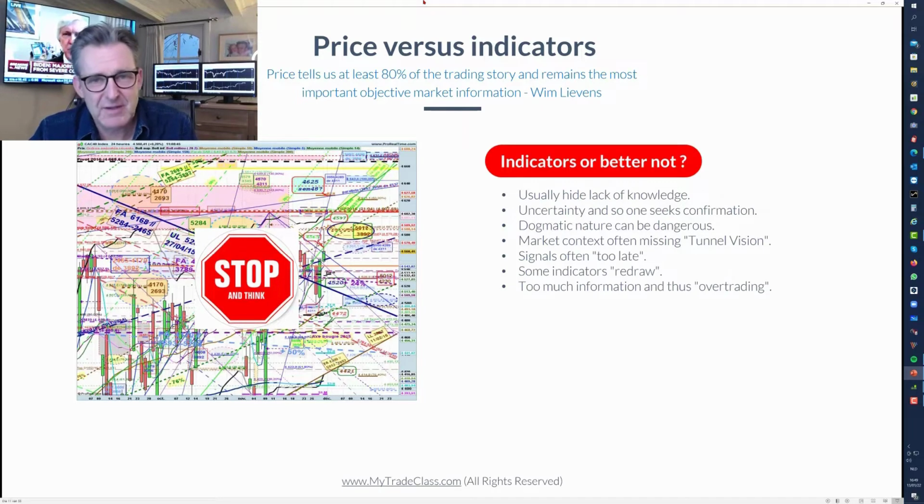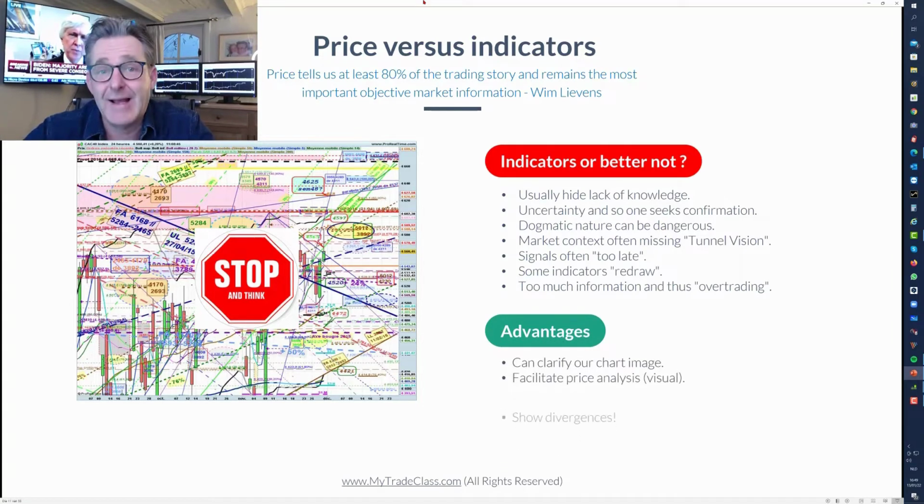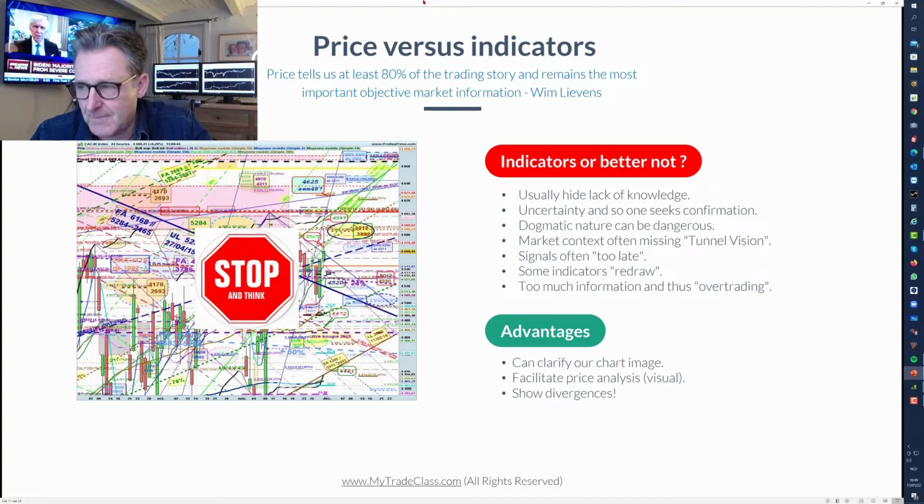I will repeat this several times during this video, how important it is to get in the market as soon as possible when the signal is given. Now, I don't want to break down these indicators completely, because if you're using certain indicators and it helps you to clarify the visual, the image, or show divergence, for example, well, that's all good. There's nothing wrong with that. The only point I'm trying to make is 80% should be price and 20% should be indicator, and not the other way around.